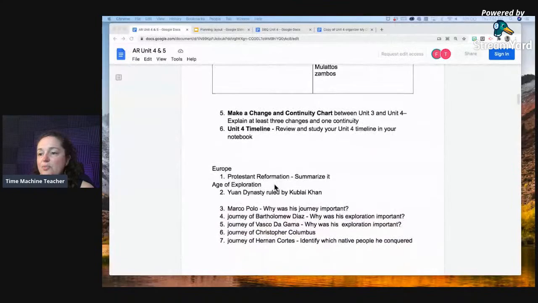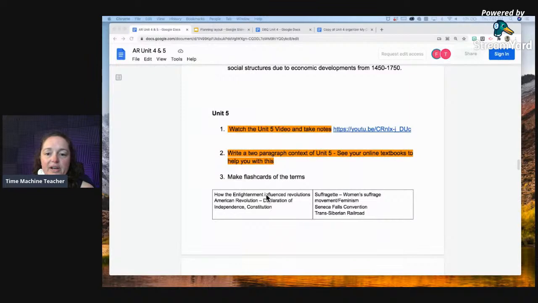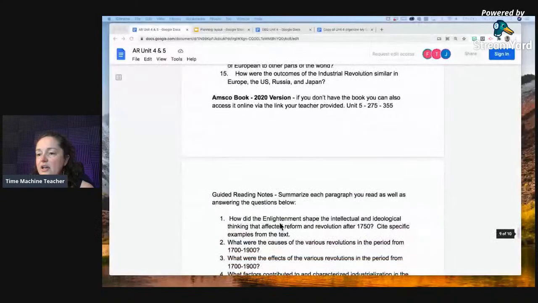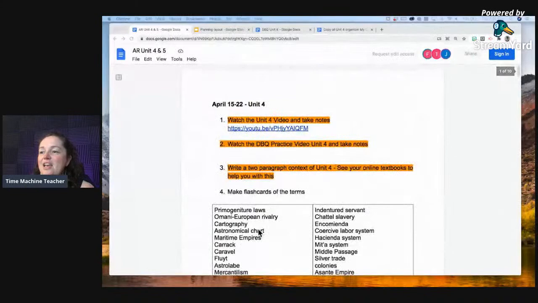The rest of this is extra credit as well as extra points. And then all the way at the bottom, you see Unit 5. These are the other two things that I'm going to grade. We're not going to do a DBQ over Unit 5, but I do have one. If you want to practice, just let me know, and I will send it to you. And then here are your reading questions and all that kind of stuff. Most of that should be in your notebook if you did it back when we did Unit 4 and 5. Those are the things that are going to be graded from Unit 4 and 5. So just the orange stuff; the rest of it is extra points and extra credit.